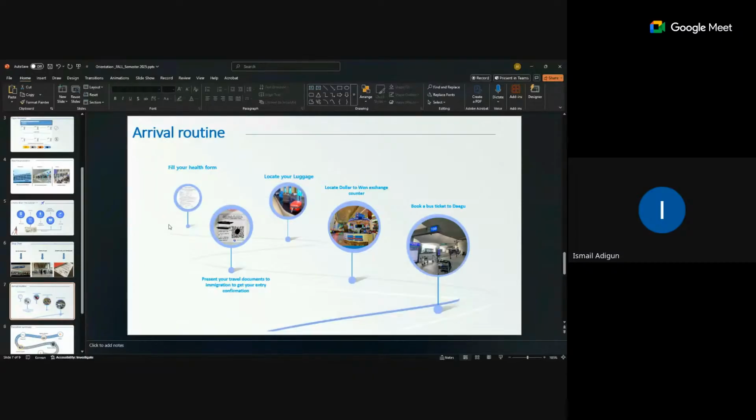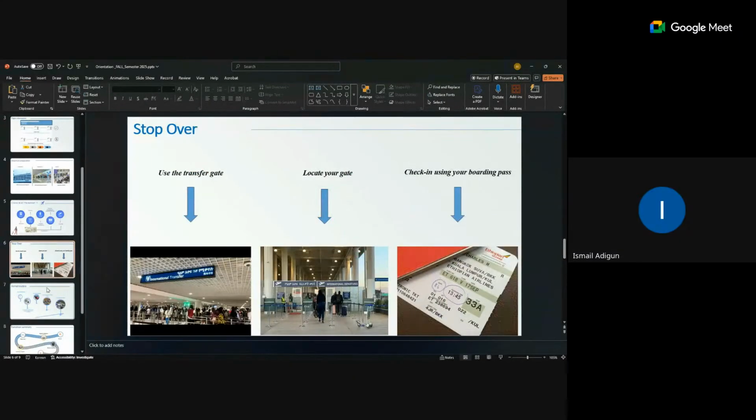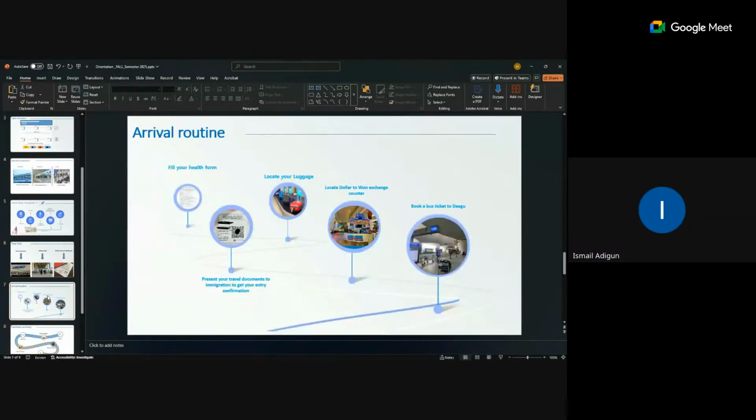Arrival routine. After stopover, coming to Korea, when you arrive in Korea, you have to fill your health form. In the arrival routine, present your travel documents to immigration to get your entry confirmation. You have to locate your luggage. Very important, so that you will have a very good stay in Korea.